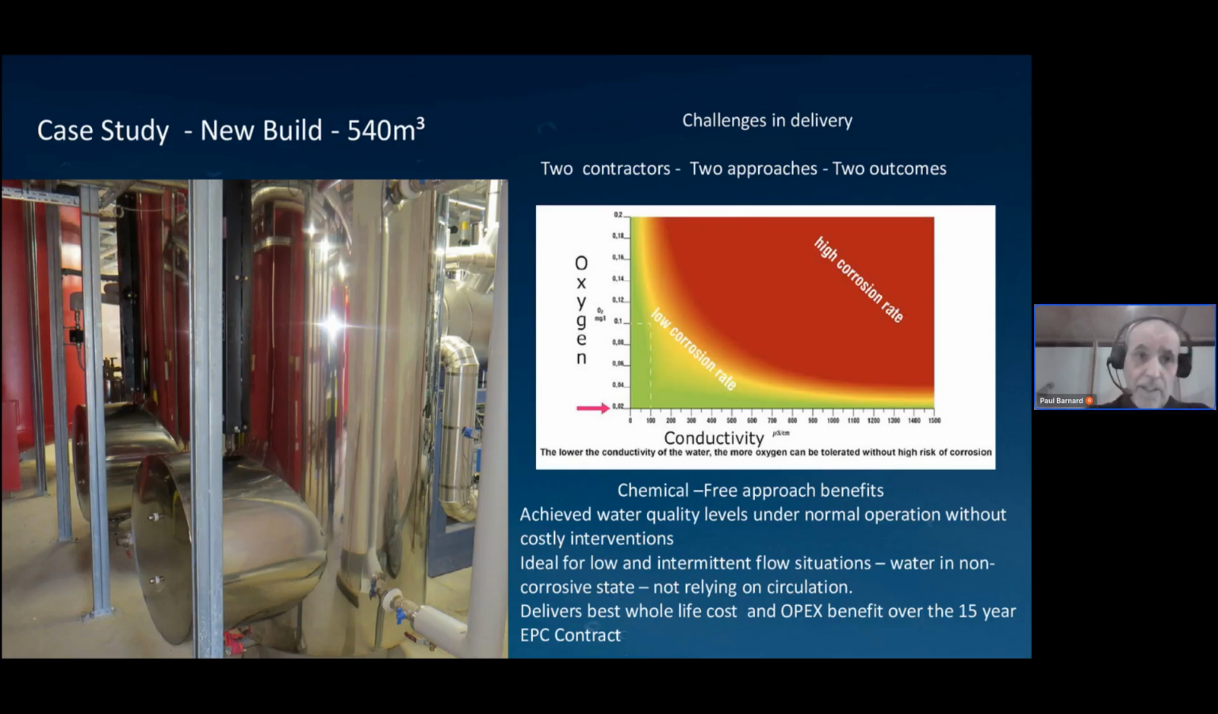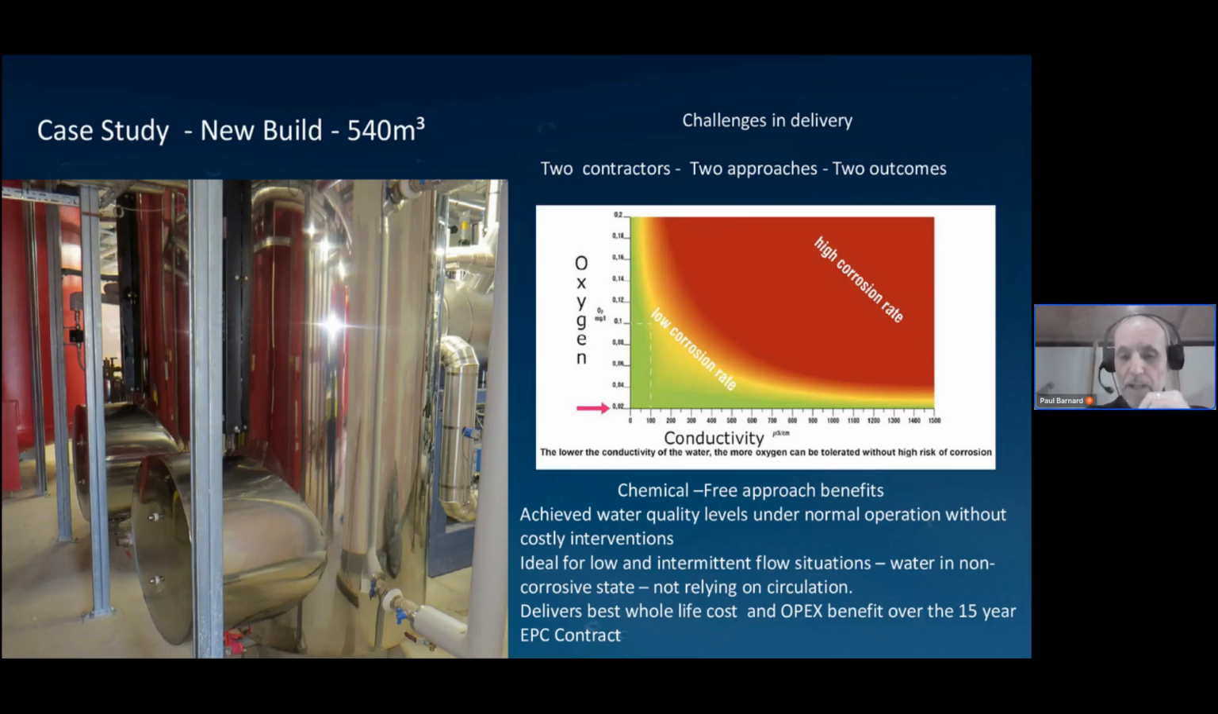Just in terms of a case study to give you an example of a scheme, a heat network we were installed in, and some of the challenges that we were faced. So this was a new build system, 540 meters cubed system volume. And the challenges in delivery, there were two contractors on this site who had two approaches, and we had two outcomes from that.